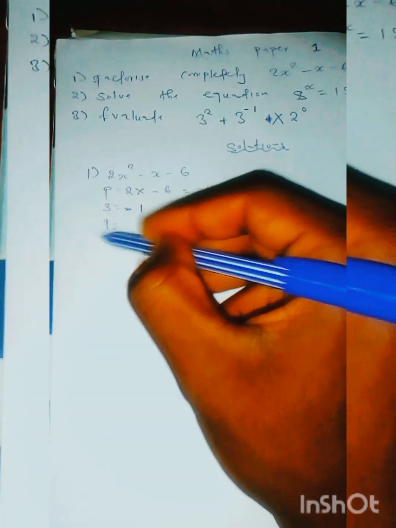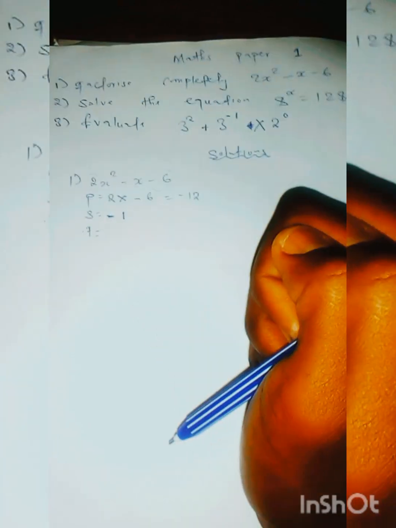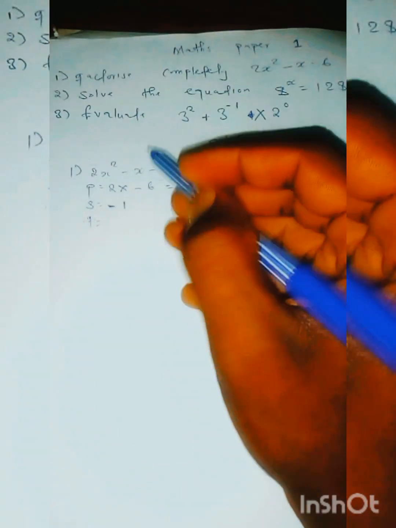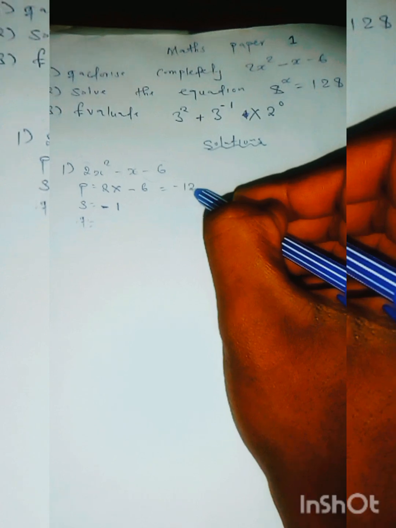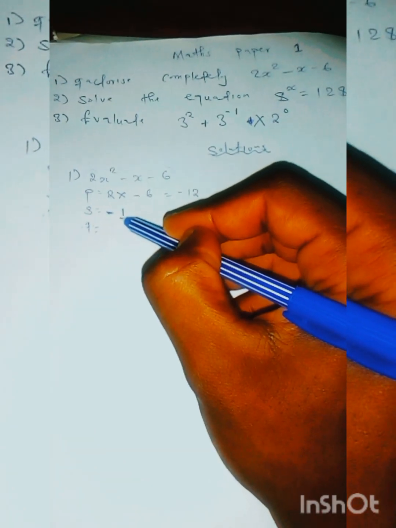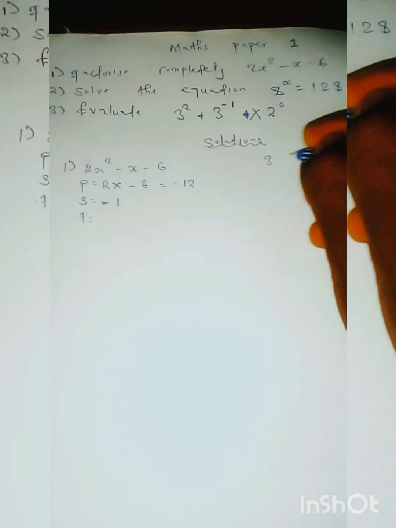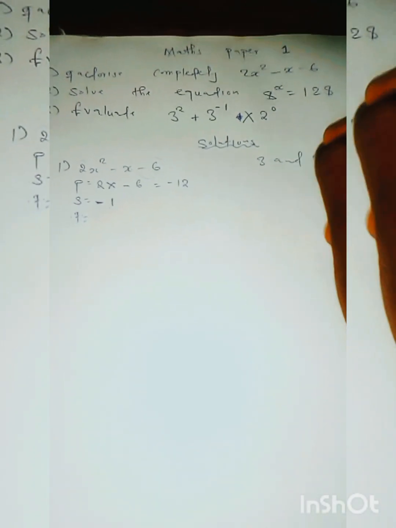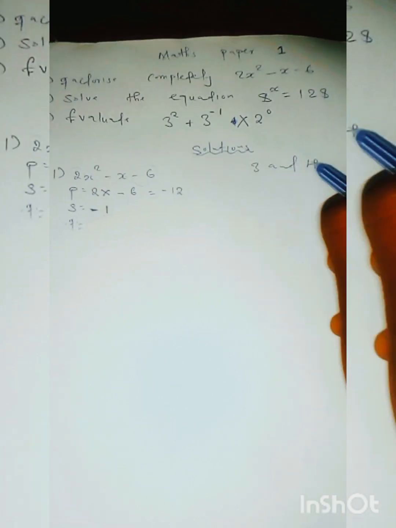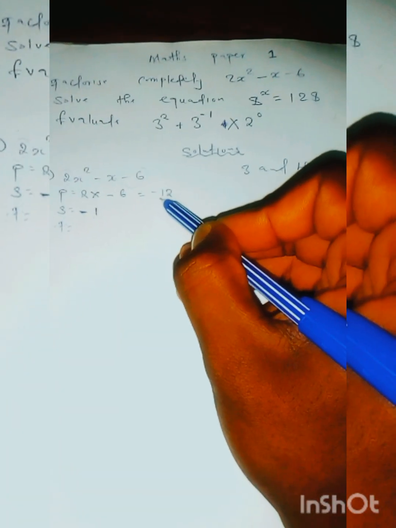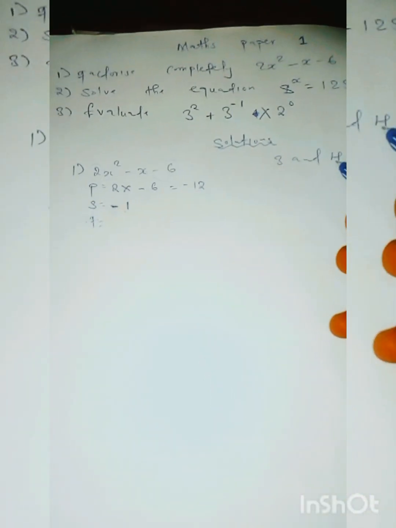And then factor. These are two numbers that, when you multiply them, should give you −12, and when you add them, give you −1. So we are going to find those numbers. Let's try out 3 and 4. If you multiply 3 and 4, you get positive 12, but here we have −12. So 3 and 4 don't qualify.